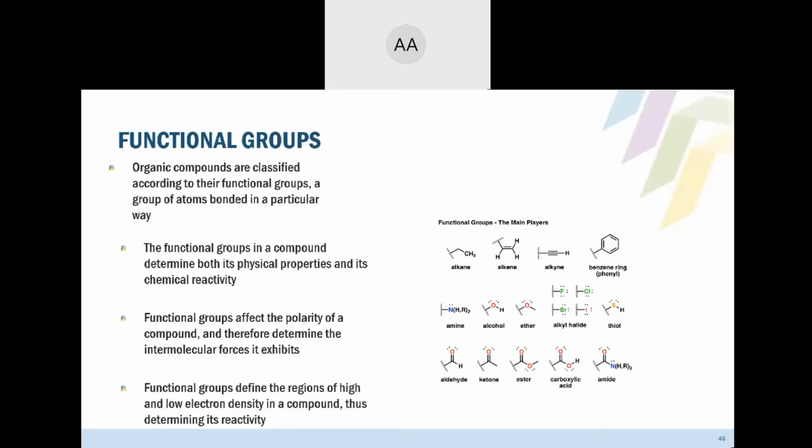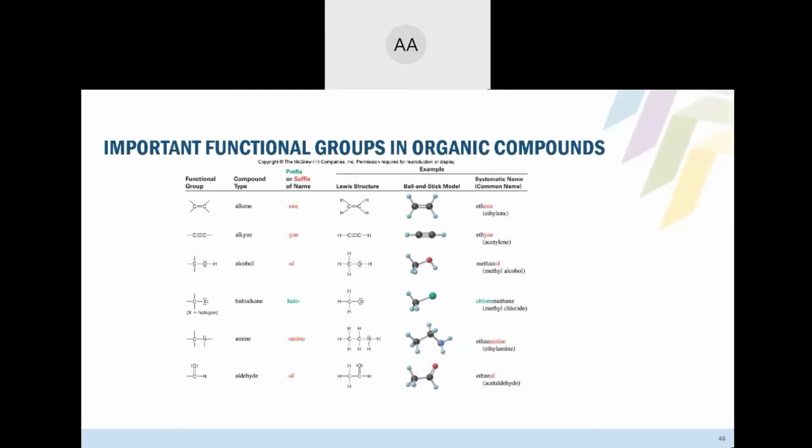And functional groups define the regions of high and low electron density in a compound, thus determining reactivity. So you can see that functional groups are very, very important in both physical and chemical properties and reactivity, as well as helping us to name and classify the chemical compounds that we come across. So, important functional groups in our organic Cycle 3 chemistry: alkenes, alkynes, alcohols, haloalkanes, amines, aldehydes. You've got many different functional groups that our students come across in Cycle 3 chemistry. And how can we help them with this?